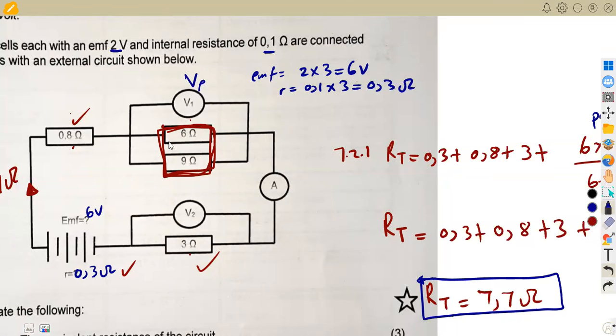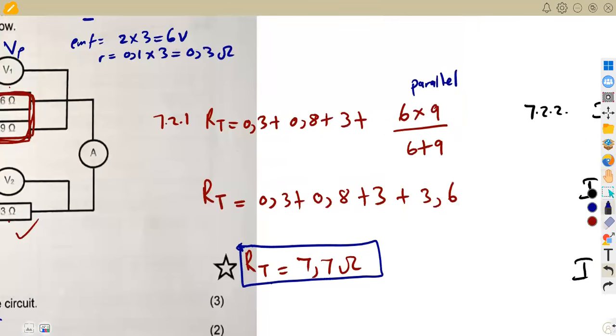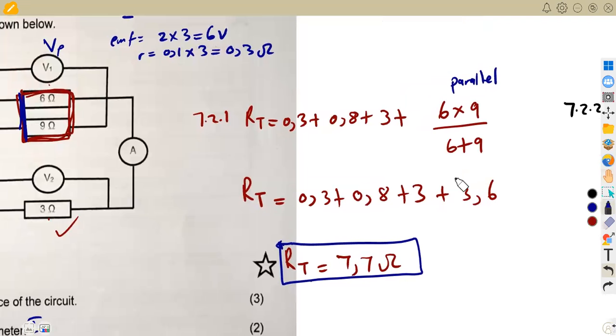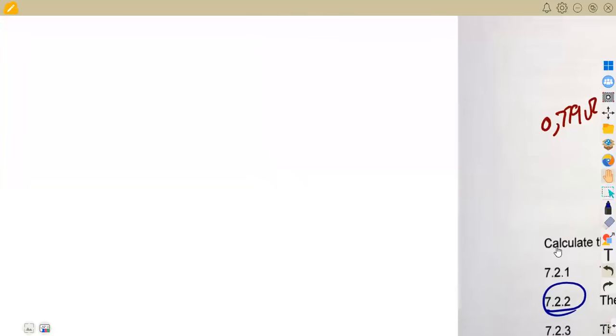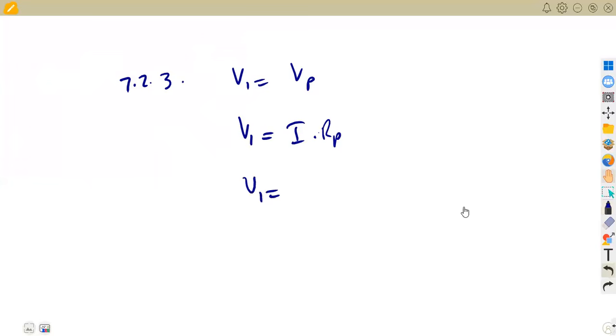So it's just going to be the current times the total resistance in parallel, because we have a current flowing and we also calculated this total resistance in parallel. Remember here, we calculated the resistance in parallel. We got 3.6 from this product over sum. So we're going to take the resistance in parallel, 3.6. So V1 is simply equal to VP in parallel, which is the current times the resistance in parallel. So you can just have the total current times the resistance in parallel. So that's our V1.